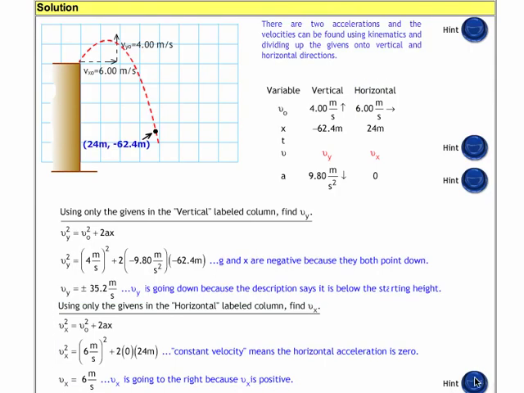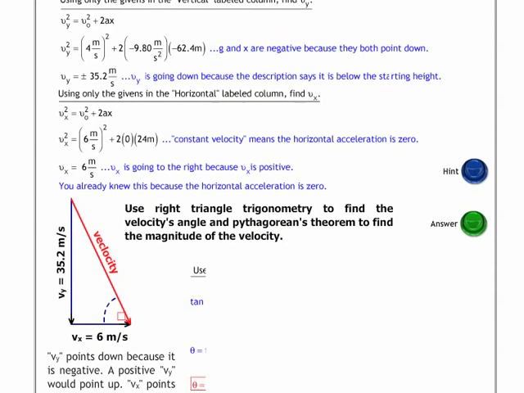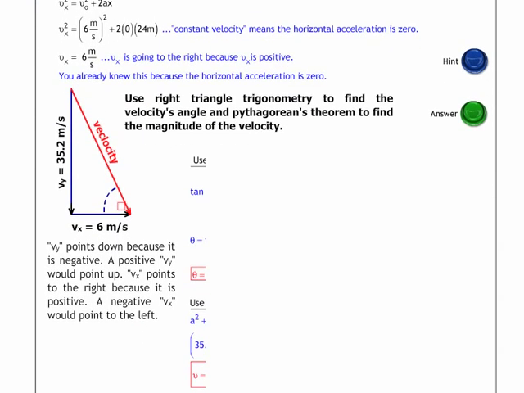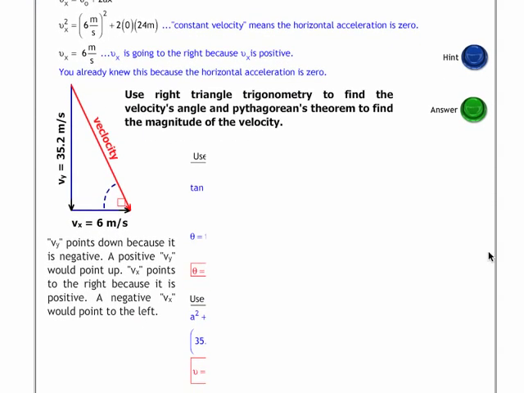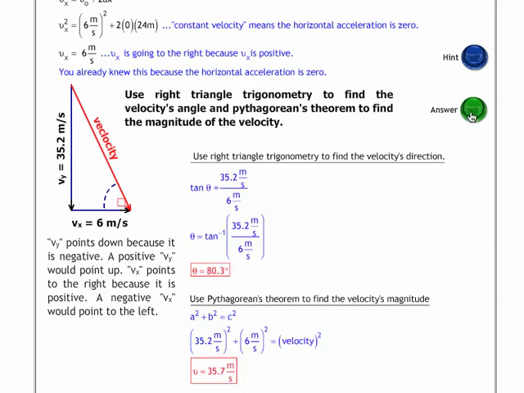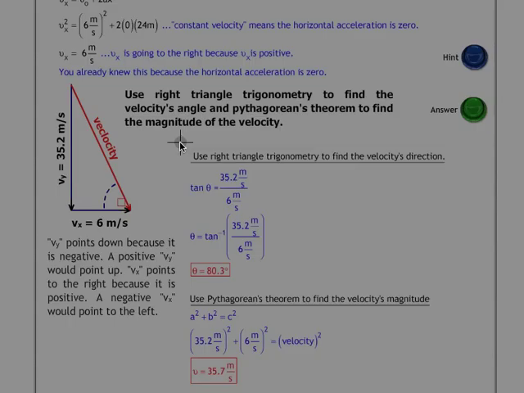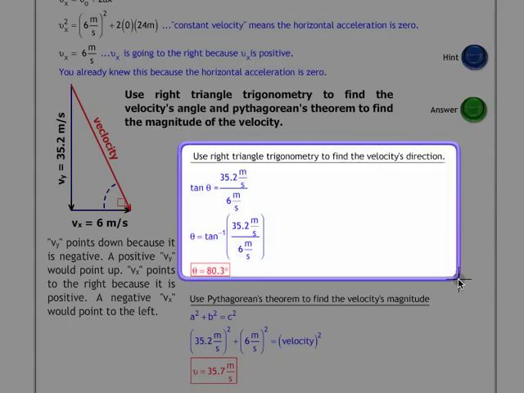Okay, moving on to my final part of the answer. I'm going to make a triangle, and my triangle is going to have a horizontal velocity of 6 meters per second and a vertical velocity of 35.2 meters per second. Then I'm going to use trig to find the direction. So tangent theta is equal to rise divided by run, inverse tangent of the rise over run, and that's going to be 80.3.